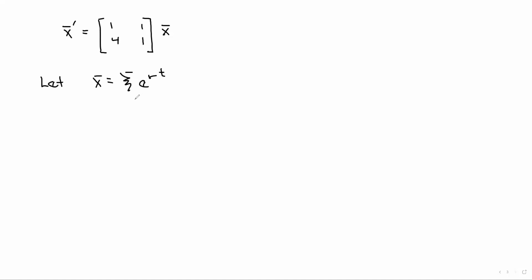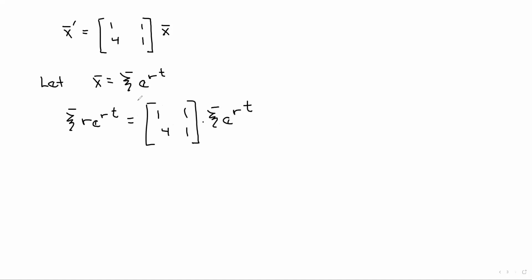Okay, if we do that, then the consequence is we're going to end up with xi r e to the rt on the left, right? That's what we said the derivative x prime was. And then we'll have the matrix 1 1 4 1 times xi e to the rt.